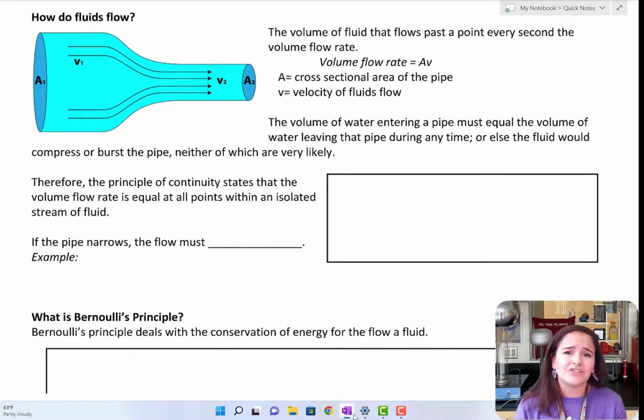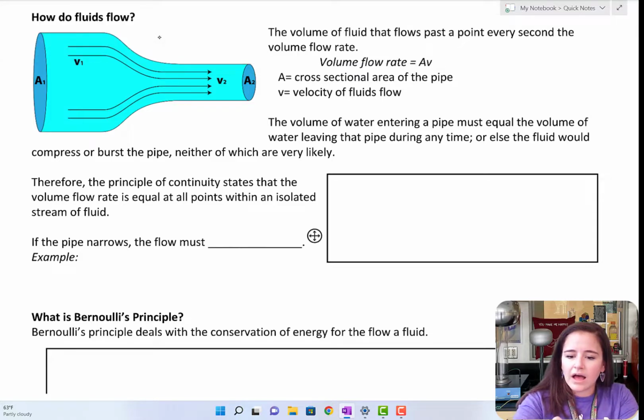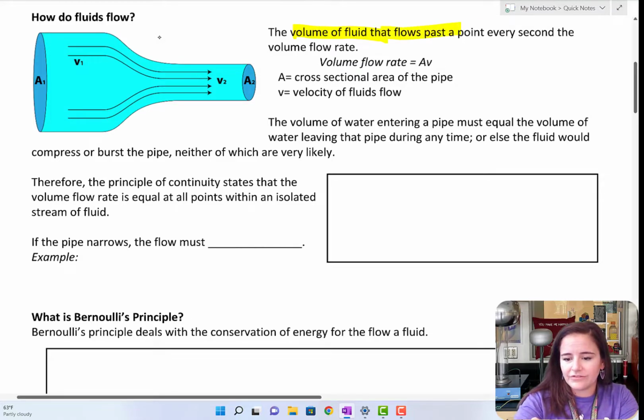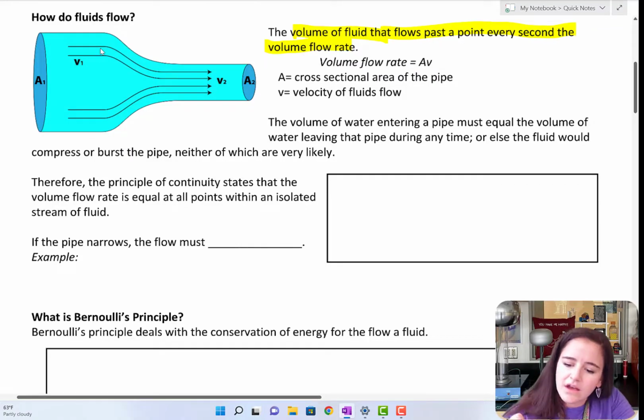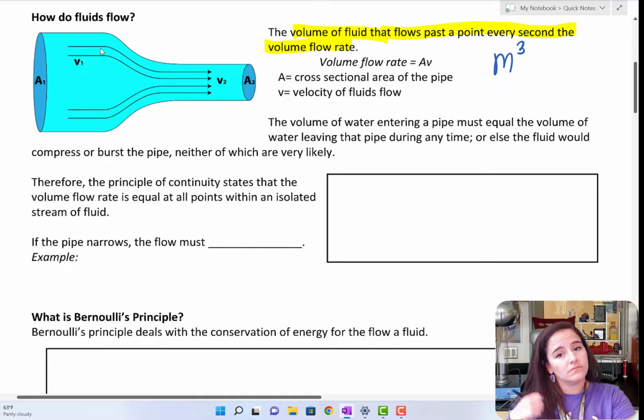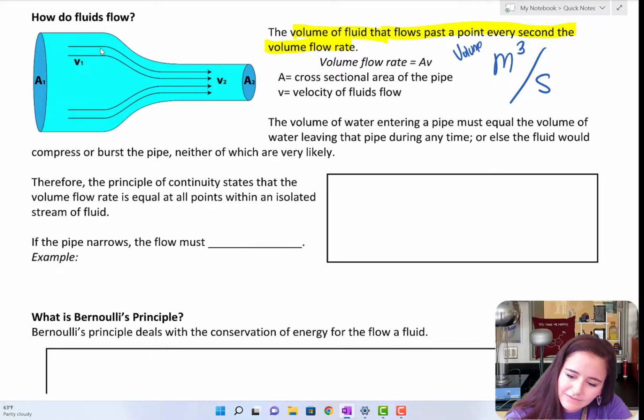And the way that we measure that is typically through something called the volume flow rate, where the volume flow rate is just the volume of fluid that flows past a point every second, okay? And we find that with A times V. Its standard units are meters cubed, okay? Cubic meters, unit of volume, per second, okay? The volume per second, volume over time.